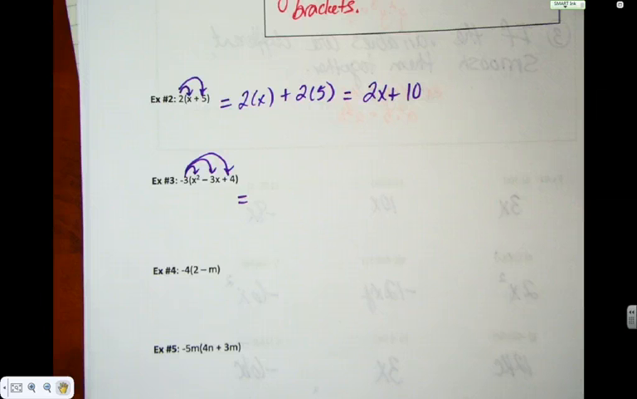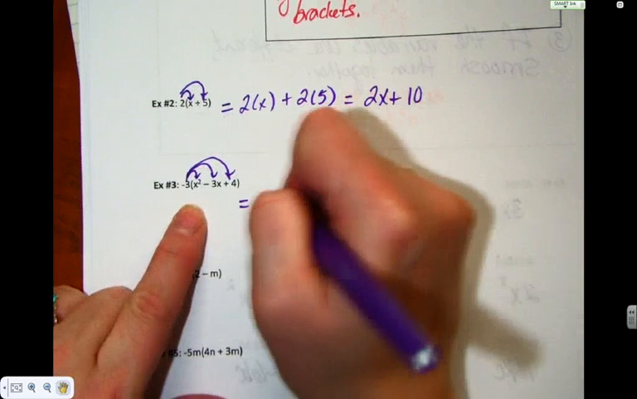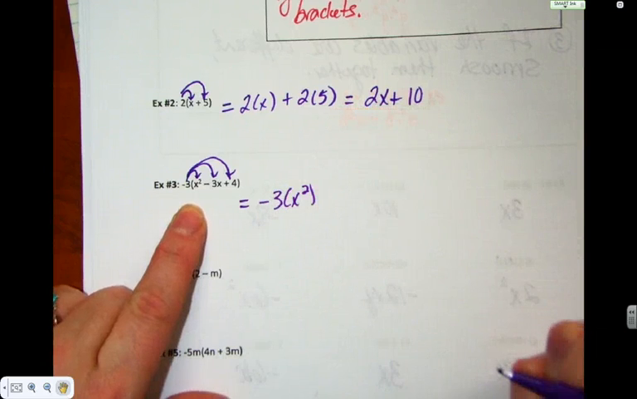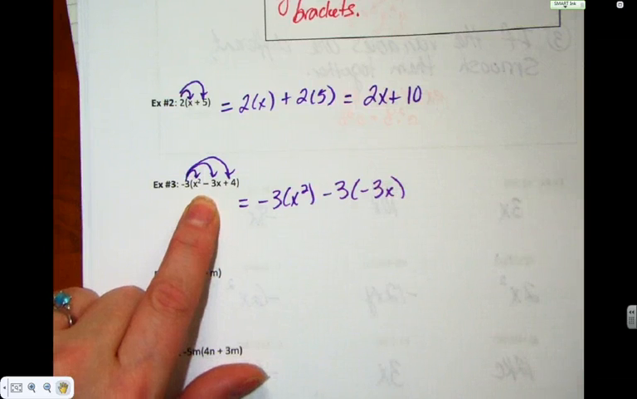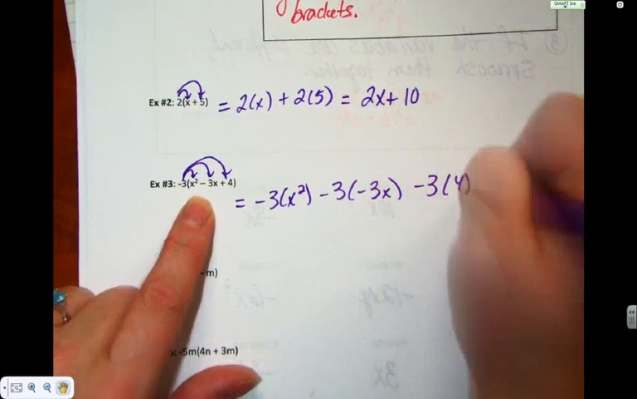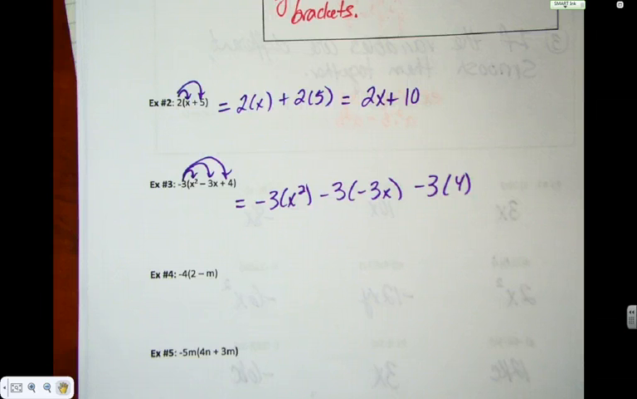Again, I'm going to write it out the long way for the first couple, but typically we don't write out this step, but if your brain needs it, it's fine. We're going to do negative 3 times x squared. Then we're going to do negative 3 times negative 3x. Then we're going to do negative 3 times 4. So what I've done is I've distributed that negative 3. I gave it to everybody in the brackets.